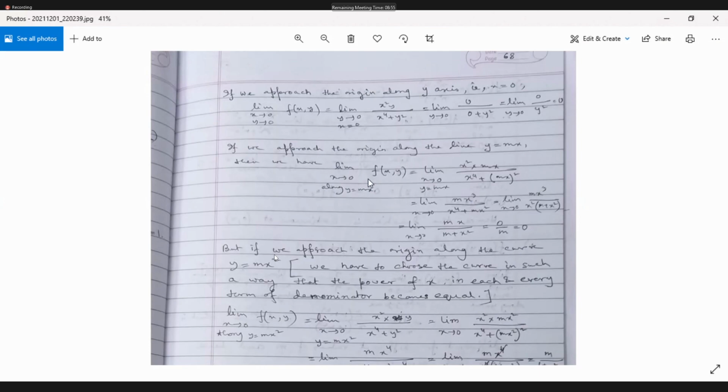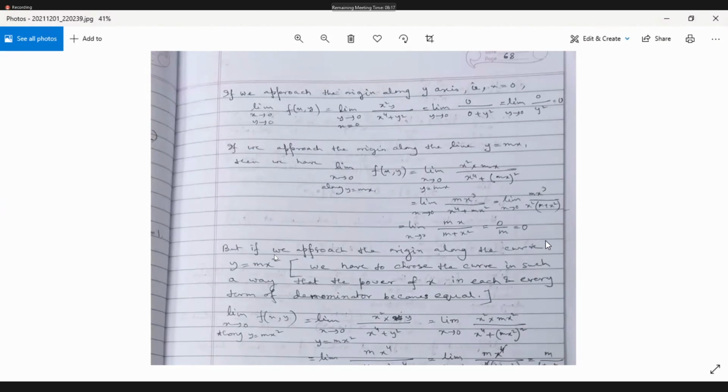So f of x, y, as x tends to 0 along y equal to mx, will be x square into mx by x to the power 4 plus mx square. So this is mx cube by x to the power 4 plus m square x square. From the denominator, if you take x square common, this is x square plus m square, and the numerator is m into x cube. So x square will cancel out and we'll have m x in the numerator, and the denominator is x square plus m square. Now if you put x equal to 0, this will be m into 0 divided by m square plus 0. So that is equal to 0 by m square, equal to 0. This is when we are moving along the line y equal to mx.